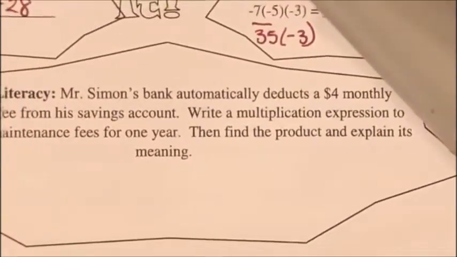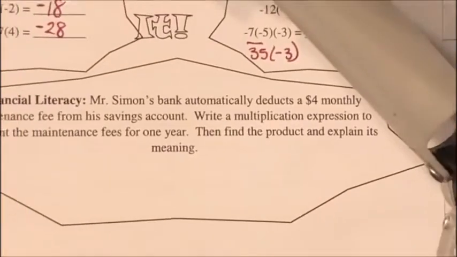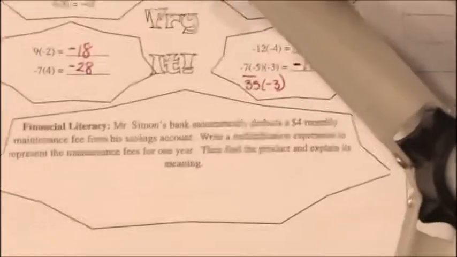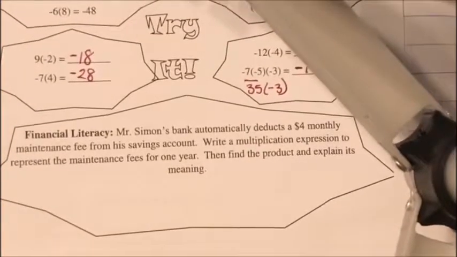All right, so we also have a word problem. Financial literacy. Mr. Simon's bank automatically deducts a $4 monthly maintenance fee from his savings account. Write a multiplication expression to represent the maintenance fees for 1 year. Then find the product and explain its meaning.